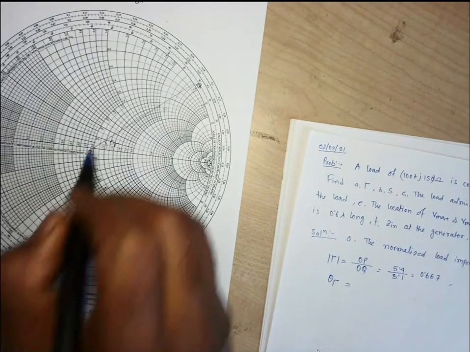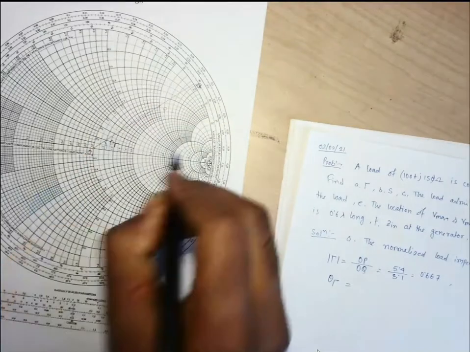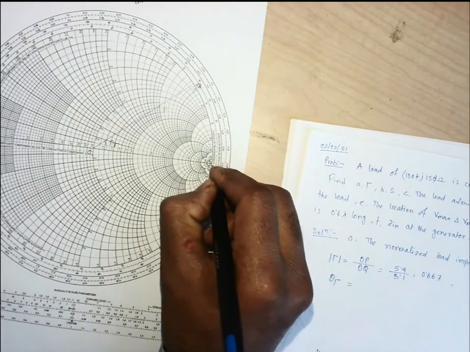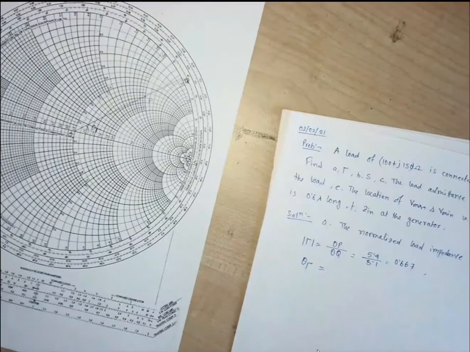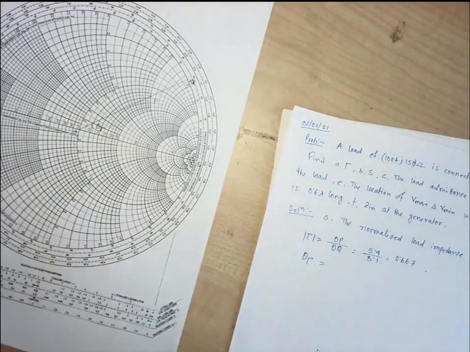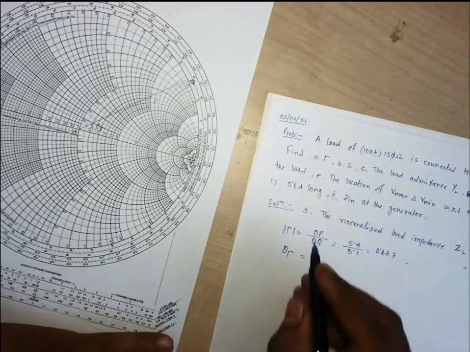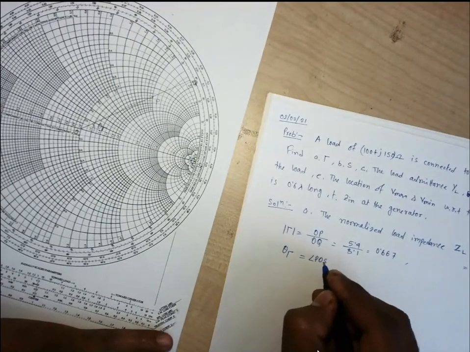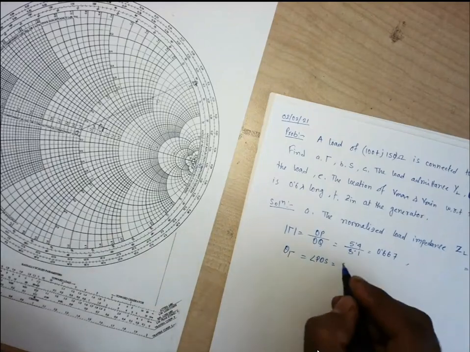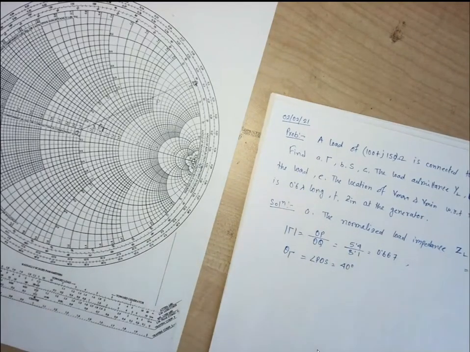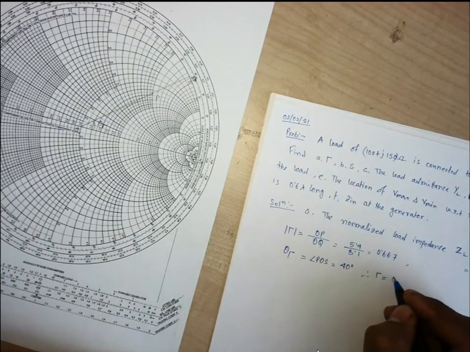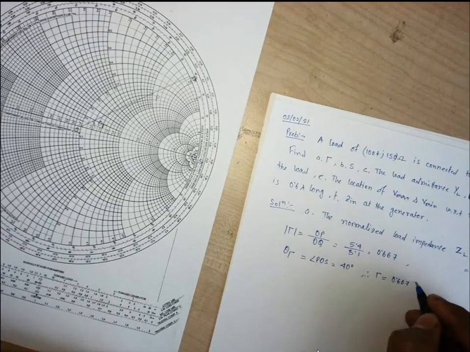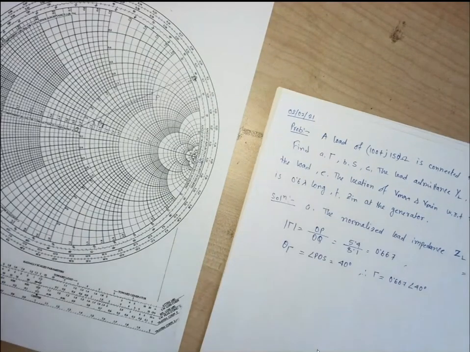So let us consider this is the angle. Let us give some point here, some name. Let us consider it is S. So this will be the angle POS. It is coming out as 40 degree. Okay, so this is our desired gamma value. So what we can write about this gamma? Therefore, the gamma will be 0.667 angle 40 degree.